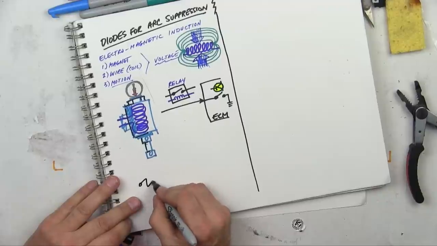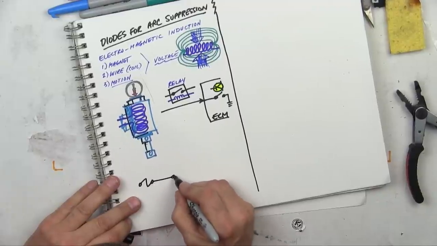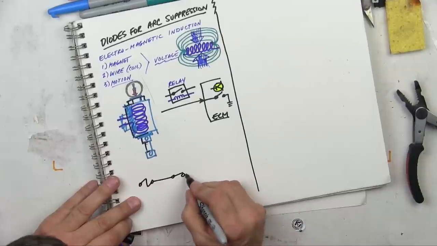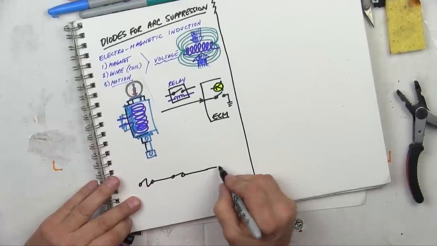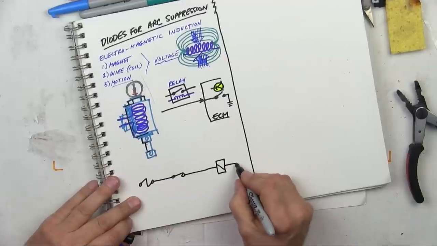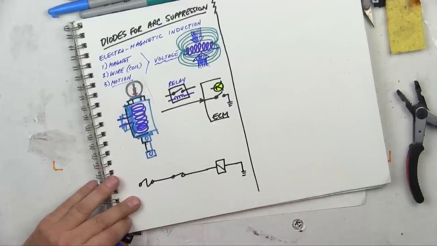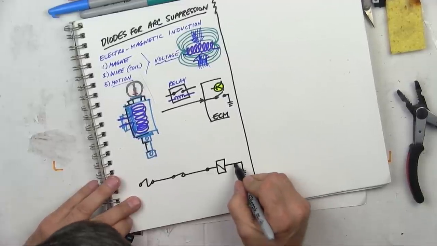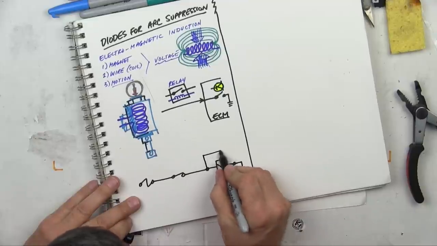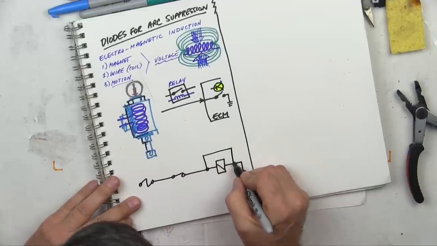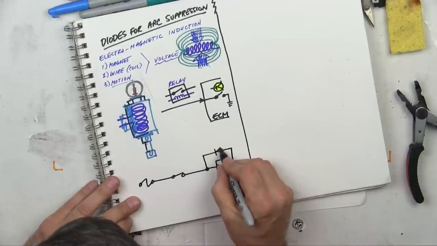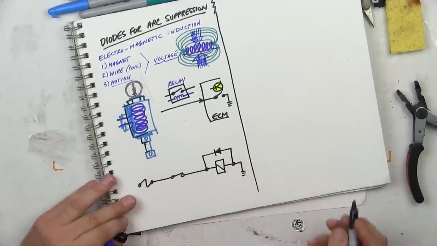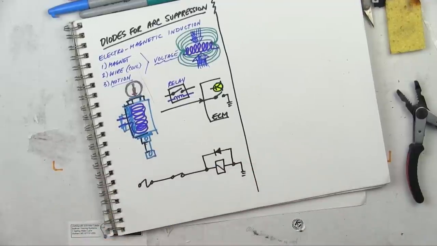So I'll draw a fuse, and I'll draw a switch. The switch will be closed. I've got a dozen or more different symbols for a coil, so I'll use the one that's very common. And then I'll put the diode, and this is important, the diode will always be in reverse bias.